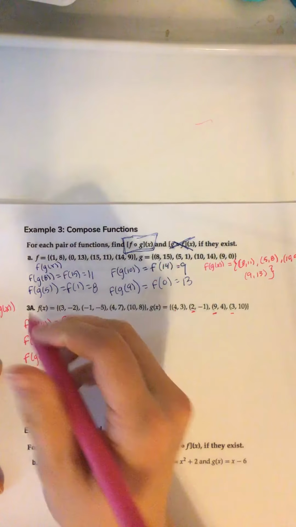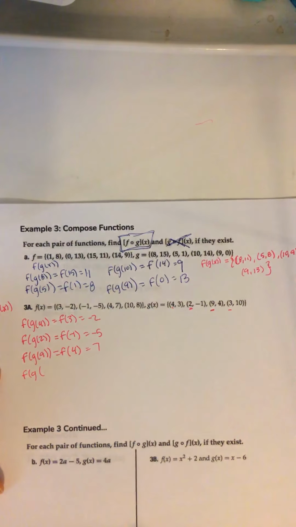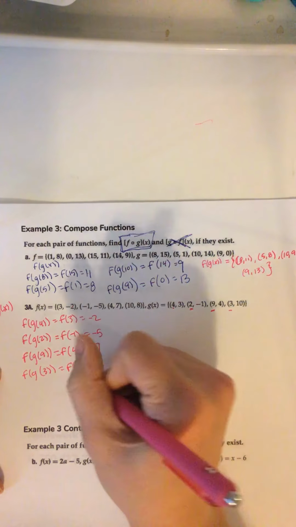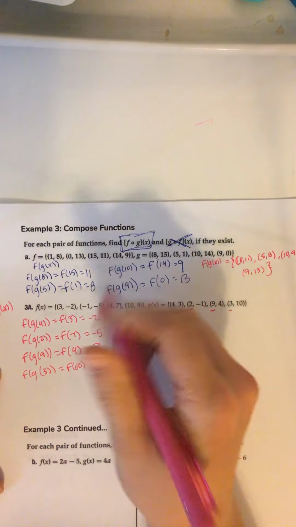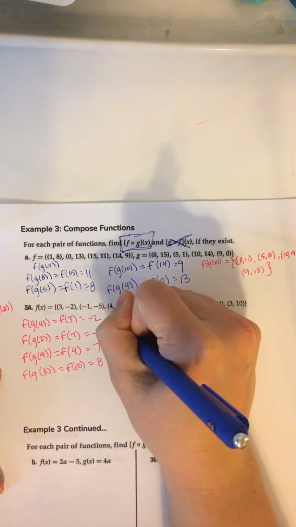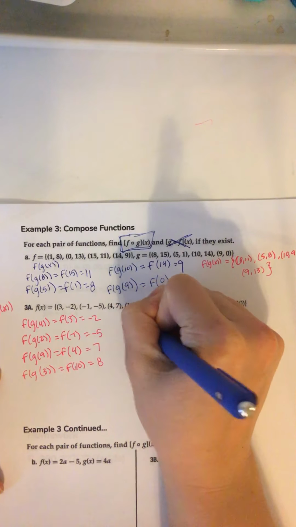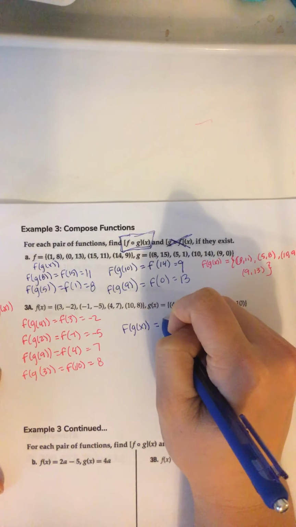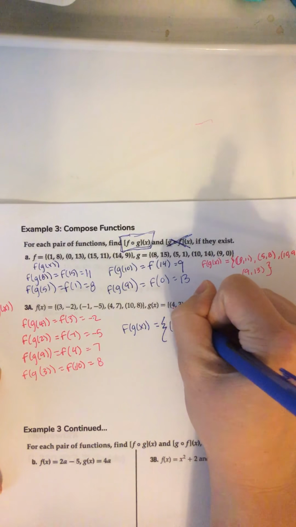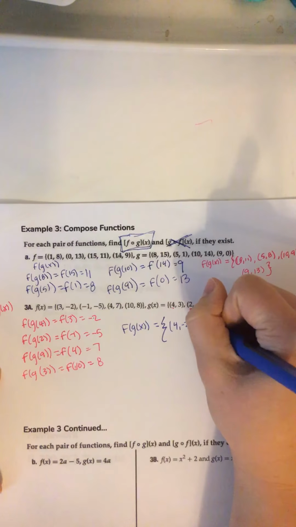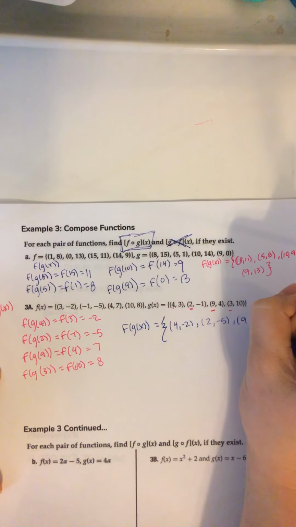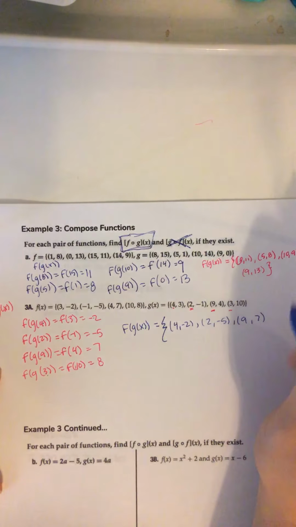And then last but not least, I have f of g of 3. Well, g of 3 is 10. F of 10 is 8. So then putting our final list together, we have f of g of x equals, well, 4 comma negative 2, 2 comma negative 5, 9 comma 7, and 3 comma 8.